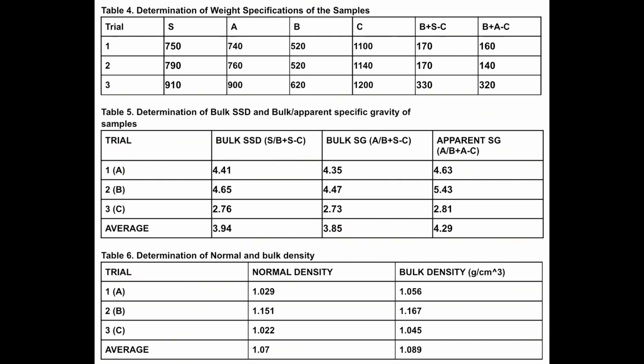1.151 in normal density, followed by sample A with 1.029 and sample C with 1.022, and all of these yielded an average of 1.07. Likewise, for the bulk density, sample B yielded 1.167, sample A with 1.056, and sample C with 1.045, and all of these three got an average of 1.089.